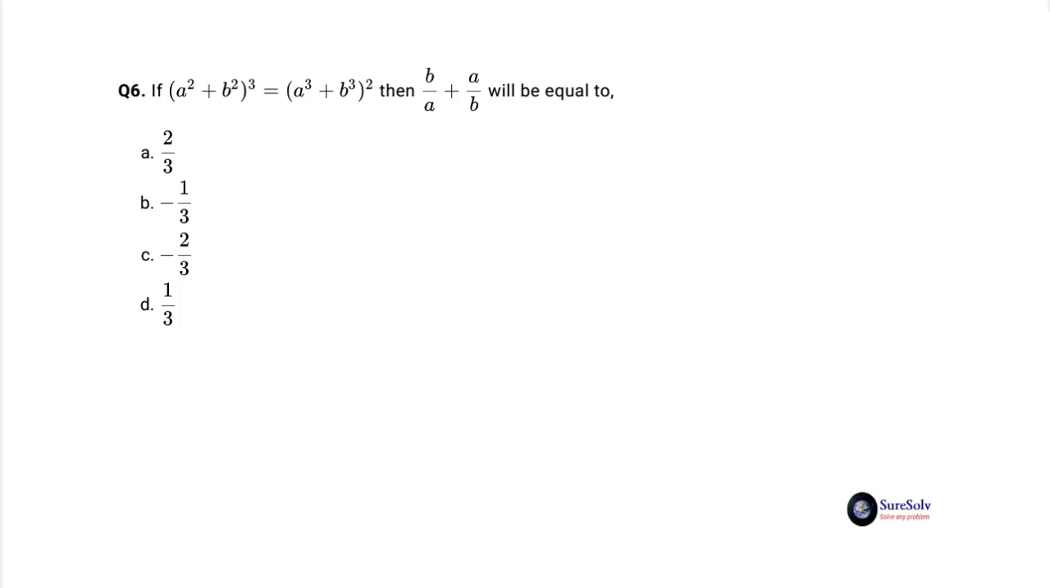Question 6 is, if (a square plus b square) whole cube equal to (a cube plus b cube) whole square, then b by a plus a by b will be equal to option A 2 by 3, option B minus 1 by 3, option C minus 2 by 3, and option D 1 by 3. Combining the two terms of the direct expression, we find that we have to evaluate basically (a square plus b square) by ab.